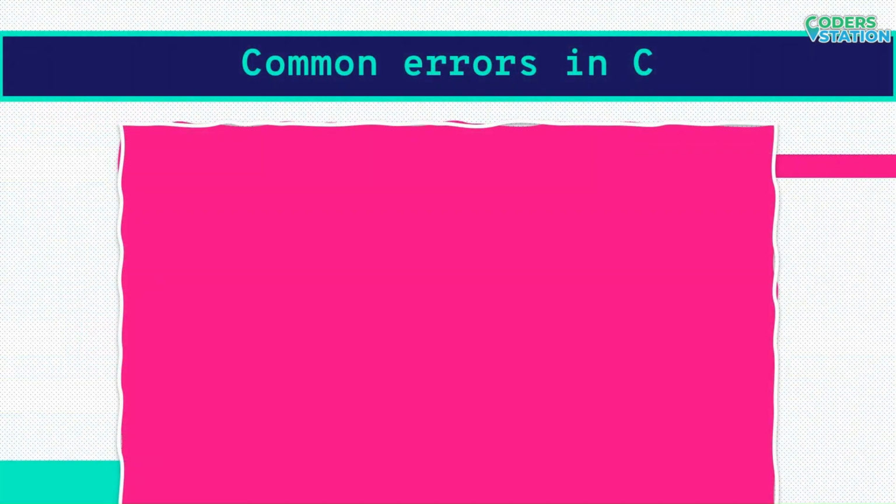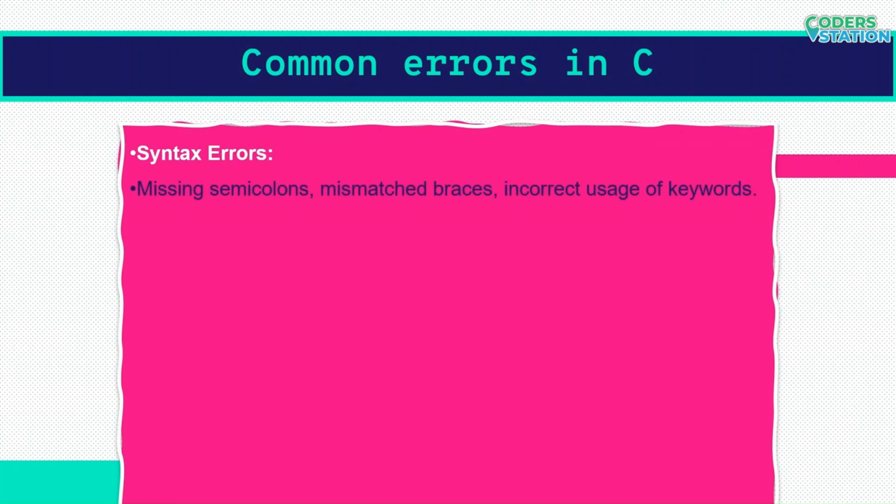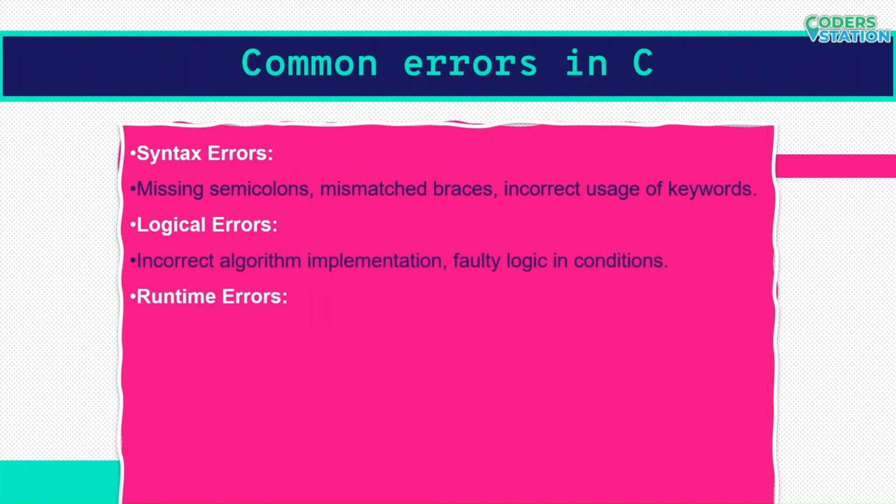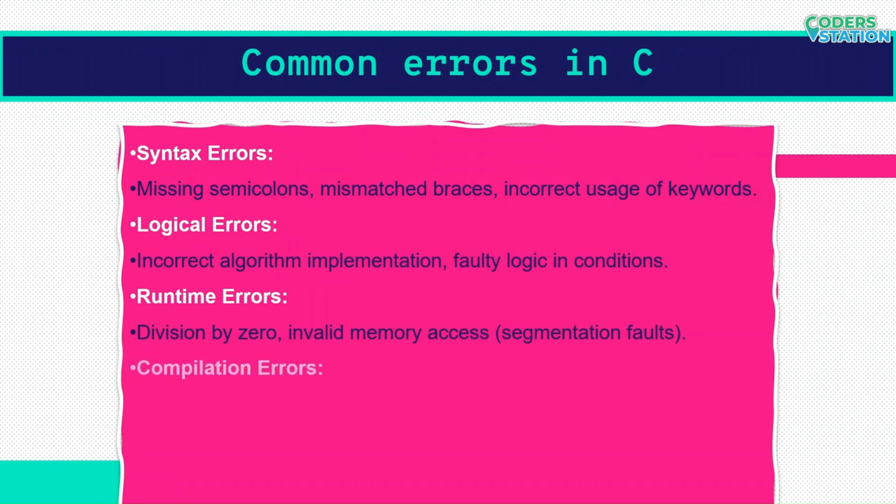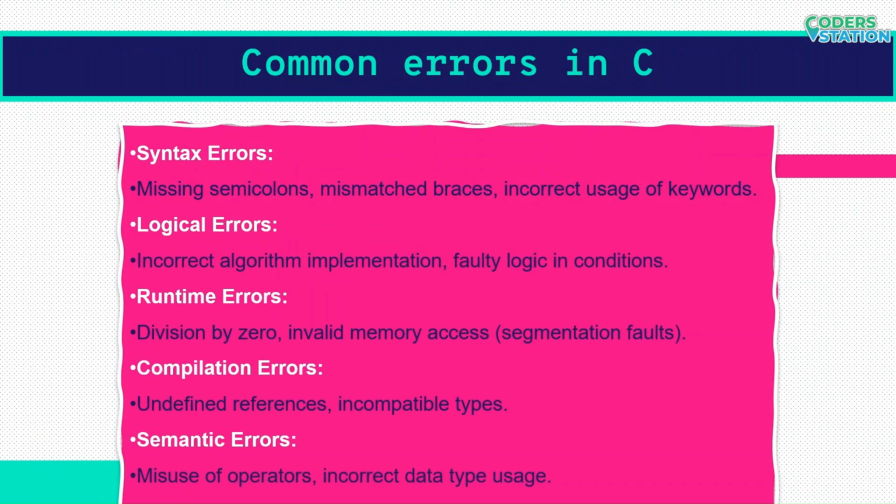Let's start by identifying common errors in C. Syntax errors like missing semicolons or mismatched braces are quite frequent. Logical errors occur when the program logic is incorrect, such as faulty conditions. The third is runtime errors. Runtime errors like division errors or invalid memory access are also common. The fourth type of error is the compilation error. Compilation errors occur from undefined references or incompatible types, while semantic errors involve the misuse of operators or data type usage.